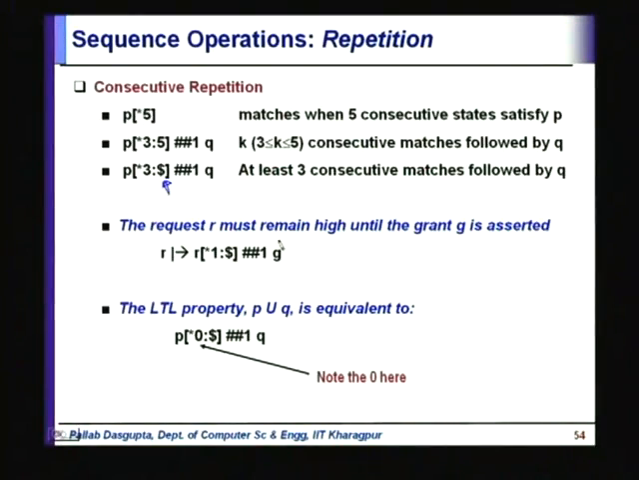So, let us come back to this example. Suppose we want to say the request R must remain high until the grant G is asserted. So, we can write that as R implies the request remains high until the grant comes. What does this mean? That request must remain high until somewhere you get ##1 G, right. The LTL property P until Q is equivalent to P[*0:$] ##1 Q, right.